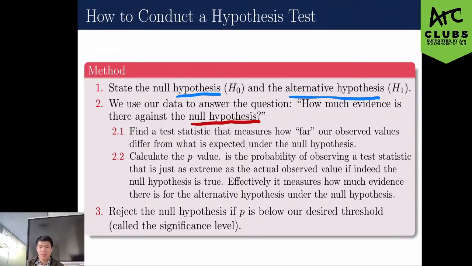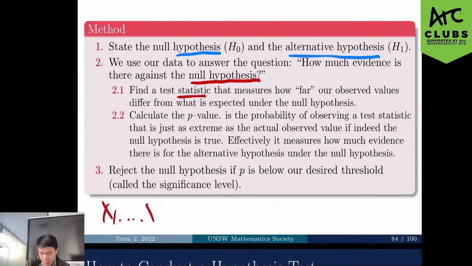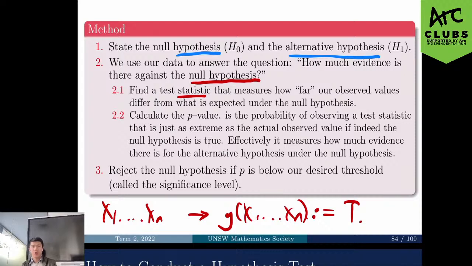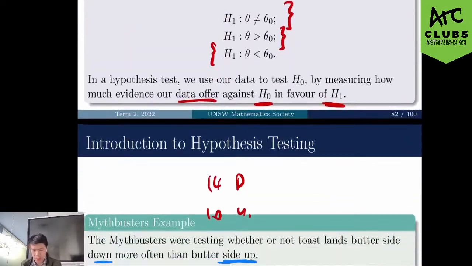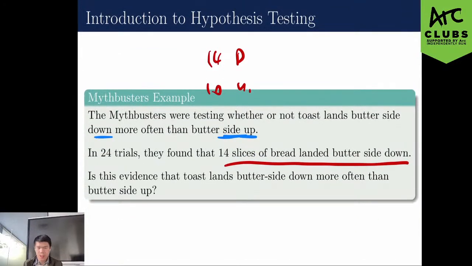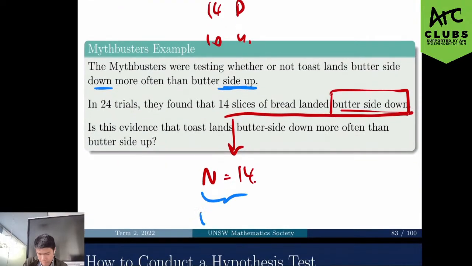Then we find a statistic. What is a statistic again? It takes x1 down to xn and gives us a certain number out, right? So we try to find a test statistic that measures how far our observed values differ from what is expected under the null. So for example, in this example with butter side up, our test statistic is actually just the number of slices of bread that land butter side down. So this number n is our test statistic.